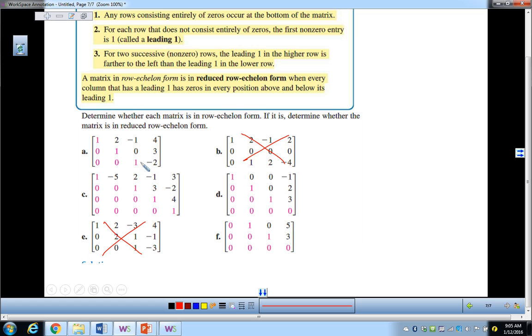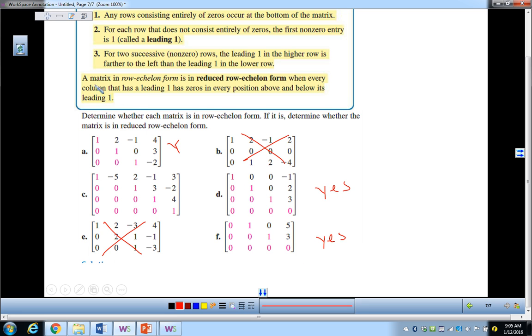Is this one in row echelon form? Yes, this is good. Okay. Yes, because of the leading one. You're good. Nothing higher than a one bounded. Is this one in row echelon form? Yes. Is this one in row echelon form? Yes, I think so, right? Leading one. Bottom row is all zeros, okay?